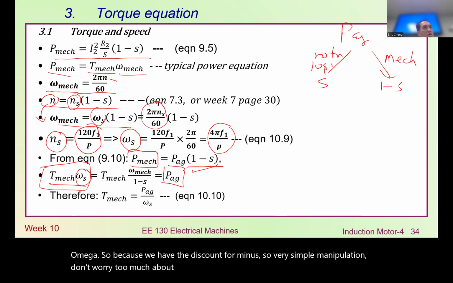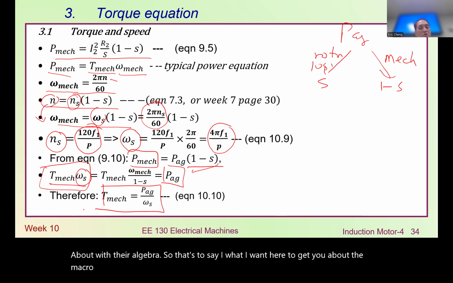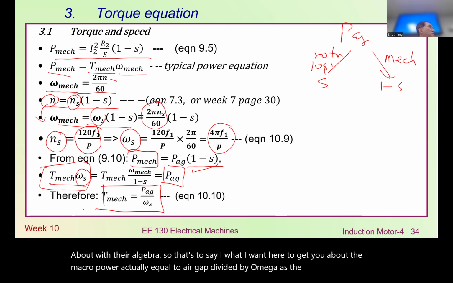So that's to say what I want to get across here is the mechanical power actually equals the air gap power divided by omega S, the synchronous speed. That's all for that. But having known that, the mechanical power is equal to this formula. And anyway, we get that. And then this is from the actual power.